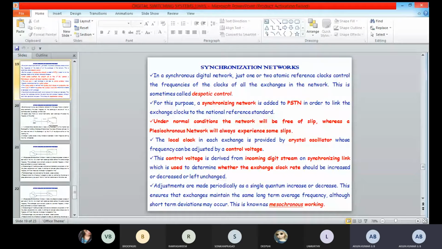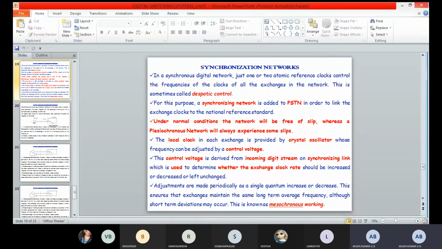Under normal conditions, there is no slip. No slip means there is no difference in the frequencies. Whereas in an asynchronous network, it also experiences slip, meaning there is a difference between the frequencies. Slip is like this: take an example of a motor, any electrical induction motor. During no load condition, we are not applying any load, so the speed of the motor will be near the synchronous speed.